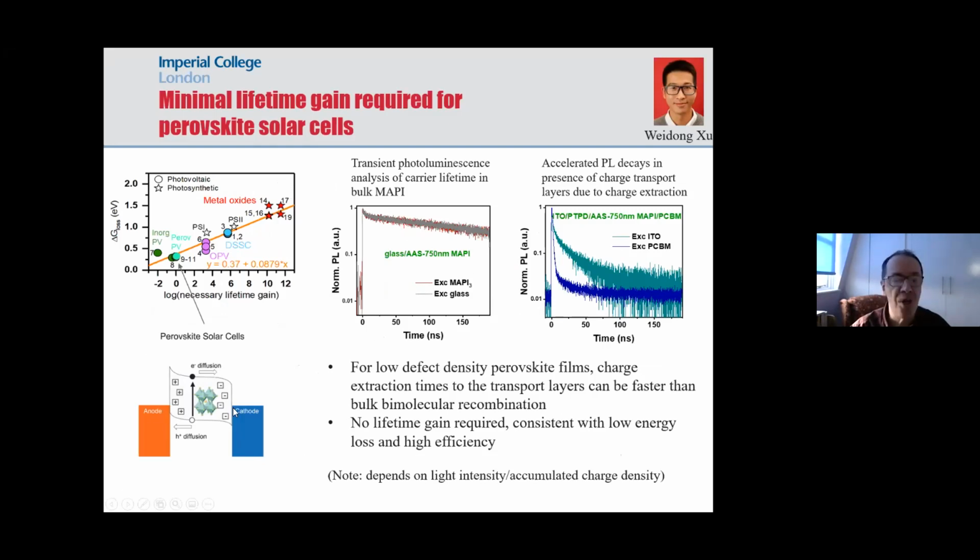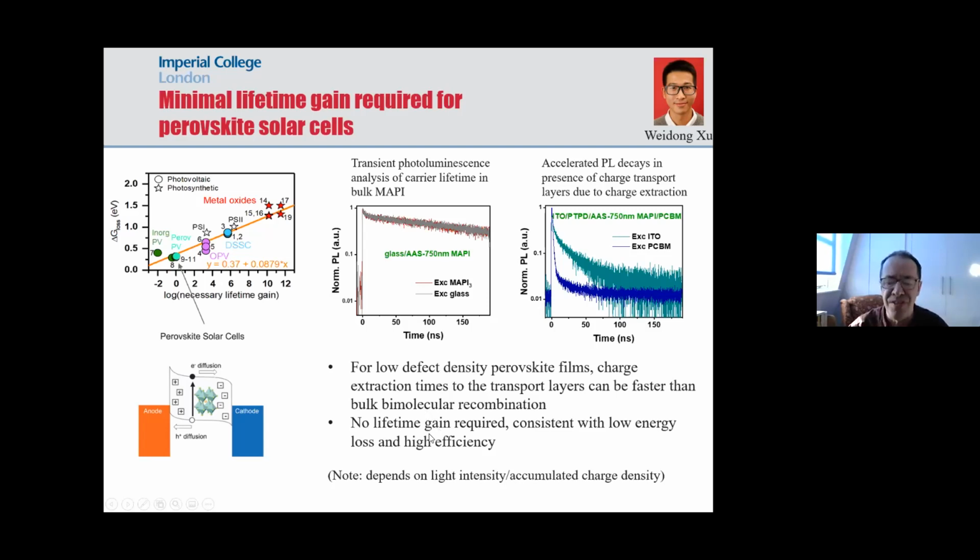Looking a little more directly, these perovskite solar cells have a very low lifetime gain challenge. And you can understand this because you can measure the carrier lifetimes in a perovskite by luminescence, the luminescence resulting from charge recombination of electrons and holes in this perovskite material. And you can compare that to the luminescence decays when you've added the transport layers which collect the charge. What you can see is that the carriers in the bulk MAPI live rather a long time, while the charge extraction is occurring on timescales here of maybe 50 nanoseconds. This means that there is very little lifetime gain required in a perovskite solar cell.